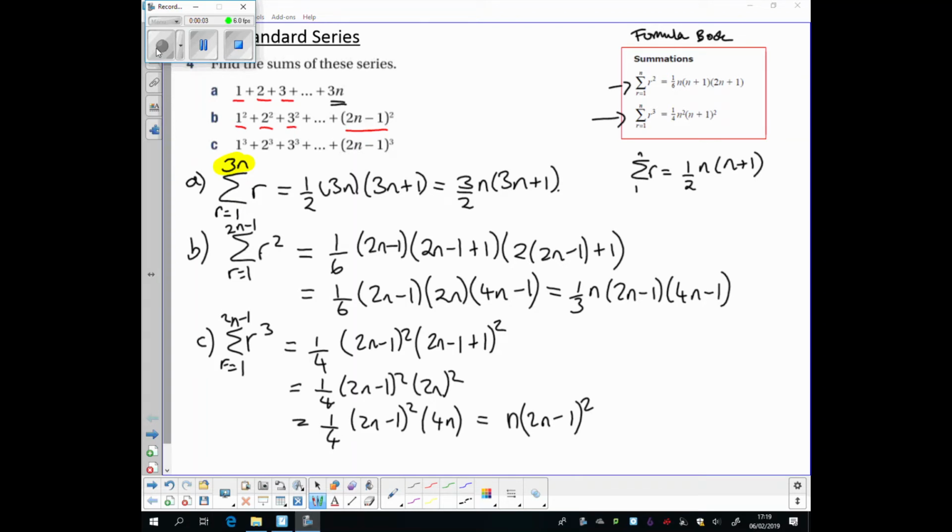Just an amendment here, so hopefully you've spotted the mistake that was made in this last one, which is when I squared the 2, I forgot to square the n, so of course that formula should be n squared times 2n minus 1 squared.